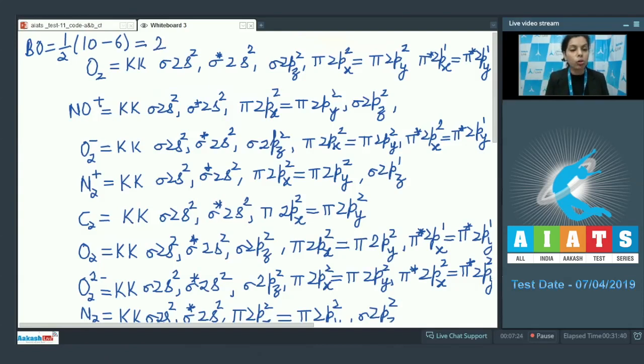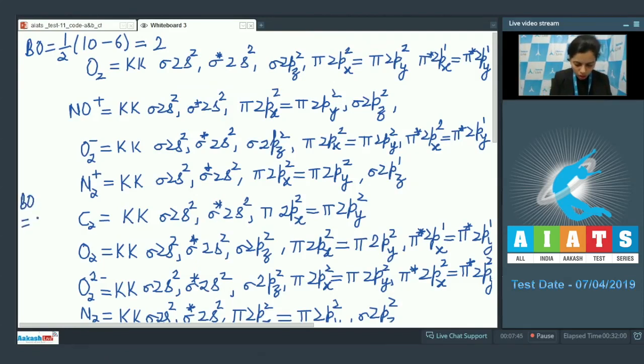Similarly, for NO positive and O2 negative, you can calculate. If you check all the given species, you will see that the bond order of O2 is 2, and it is also 2 for C2. Let's check C2 also.